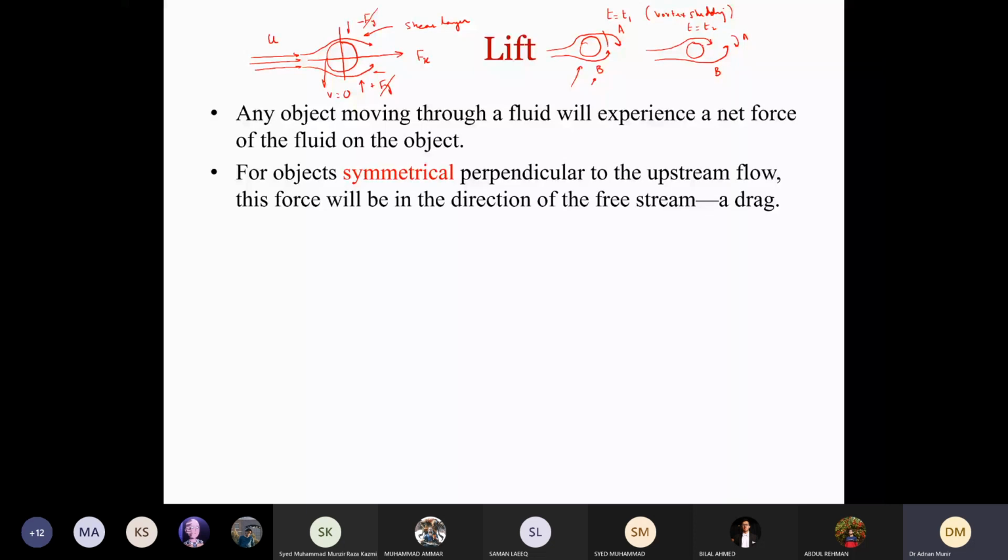This C will ultimately cut B at time t equals t3. And then what's going to happen? We will have two vortices in the wake. A shed first, B shed afterwards. A is clockwise, B is anti-clockwise.